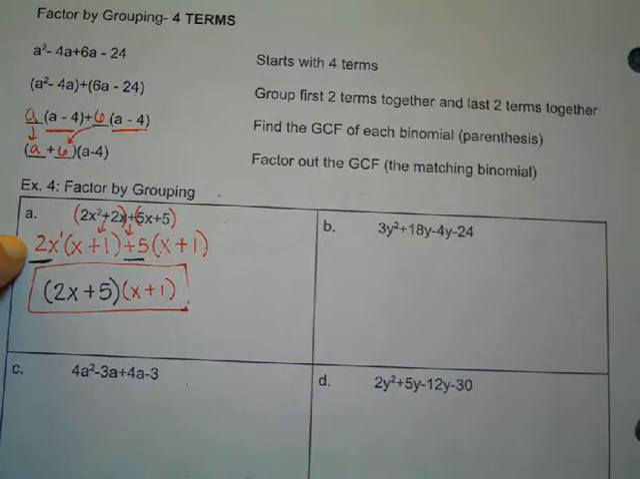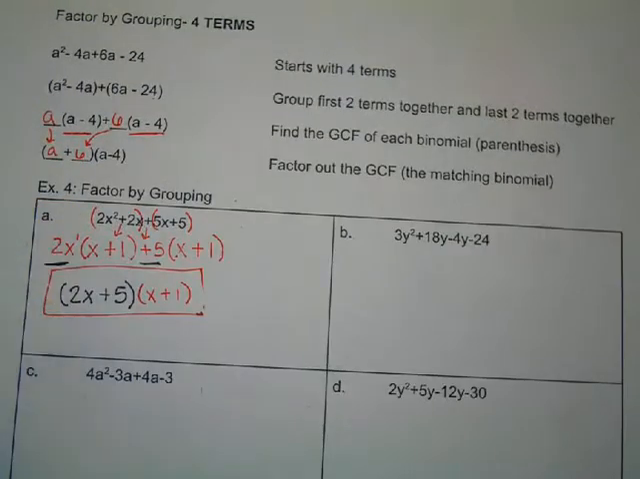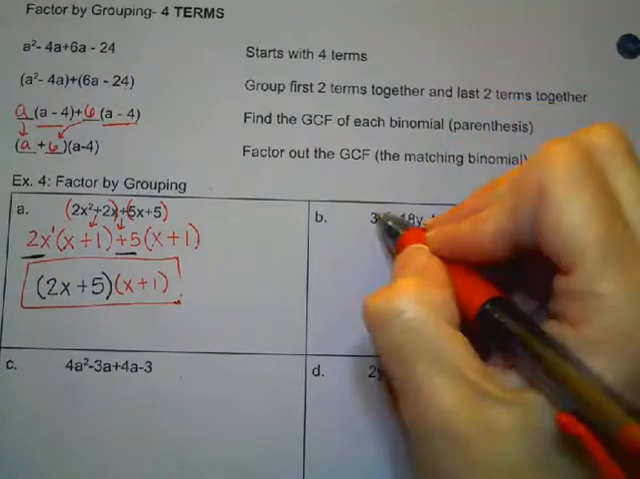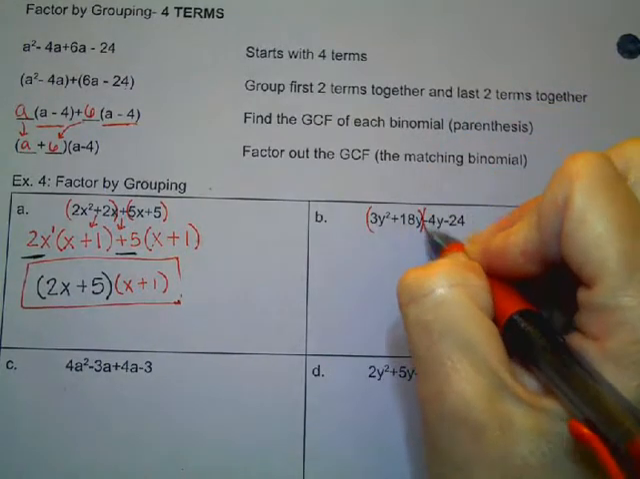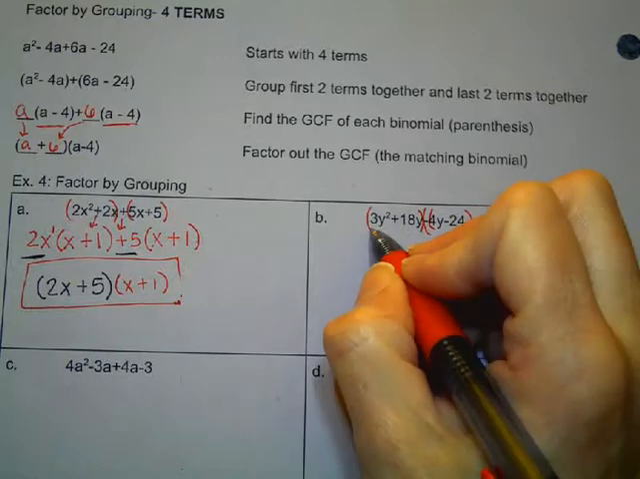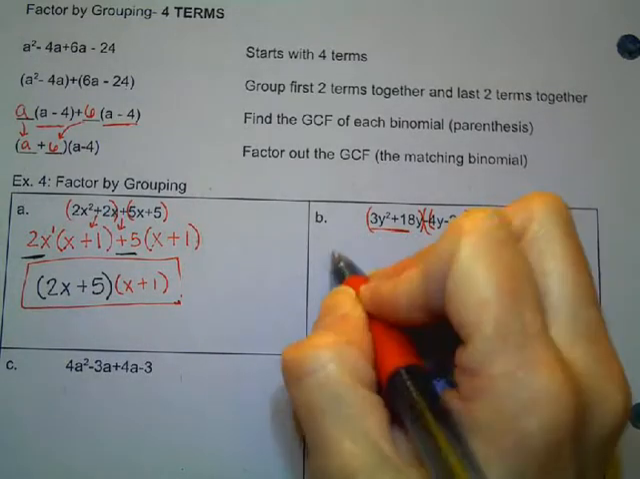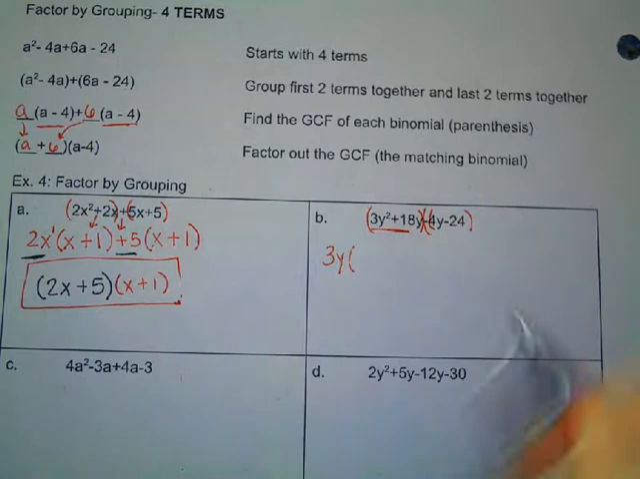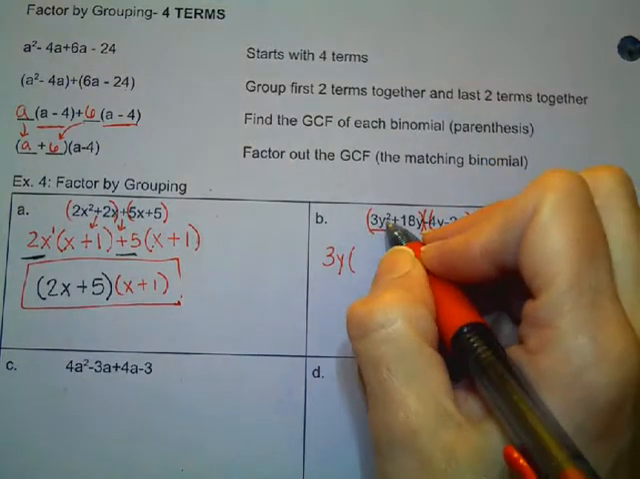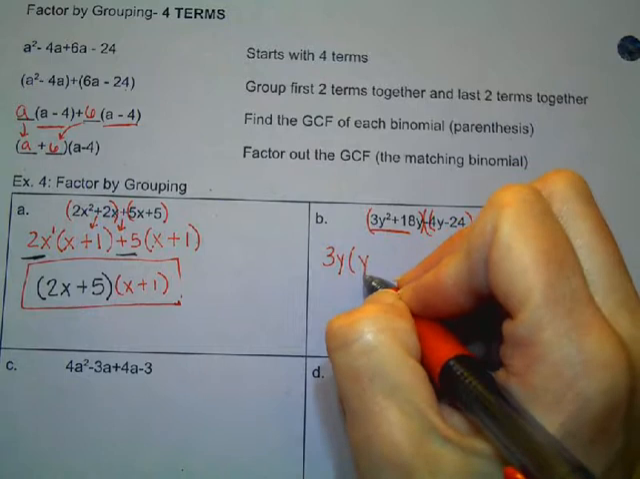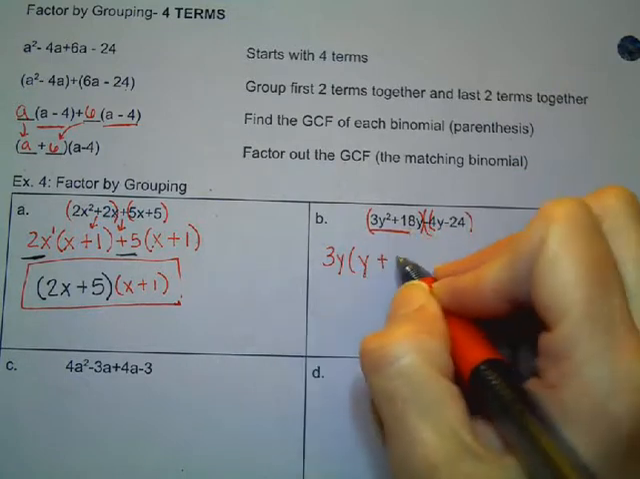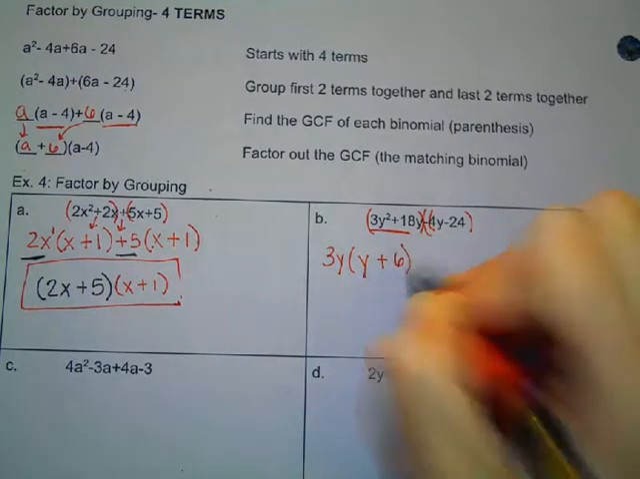Let's look at the next one. We're going to group the first 2 and group the second 2. So these can both be divided by a 3 and a y. So let's divide them each by 3y. 3 divided by 3 is 1. If you take away one of the y's, you should have a y left. Bring down your plus sign. 18 divided by 3 is 6, and there would be no y's left. This one was a minus sign, so I'm going to put a minus sign there.